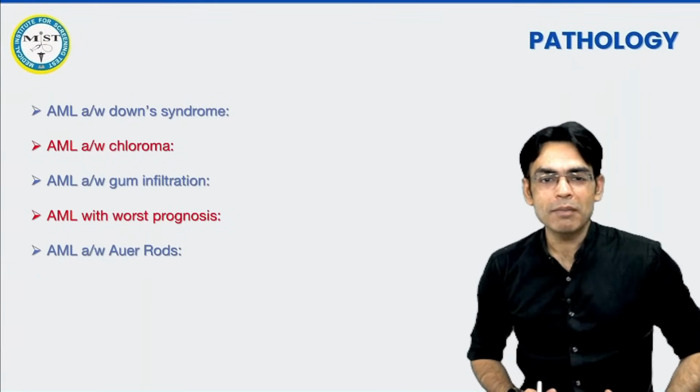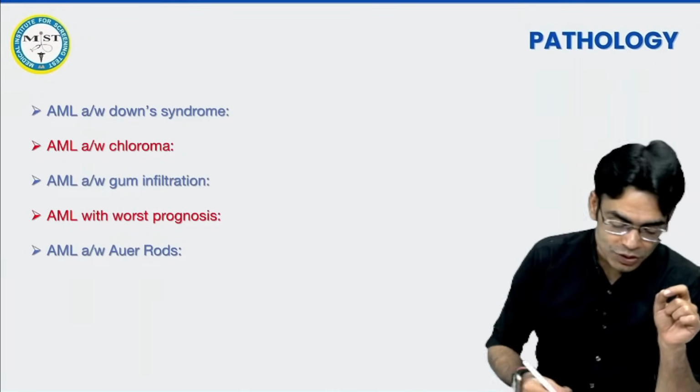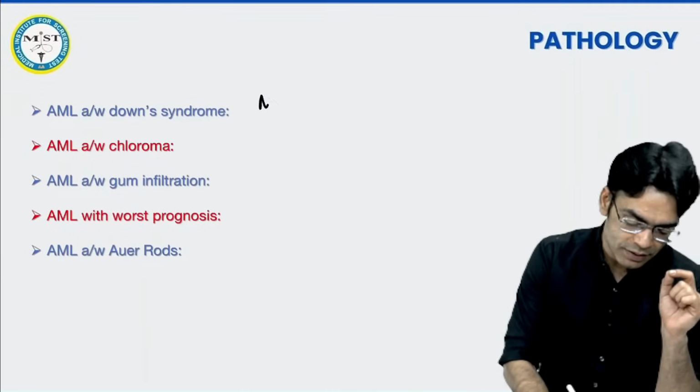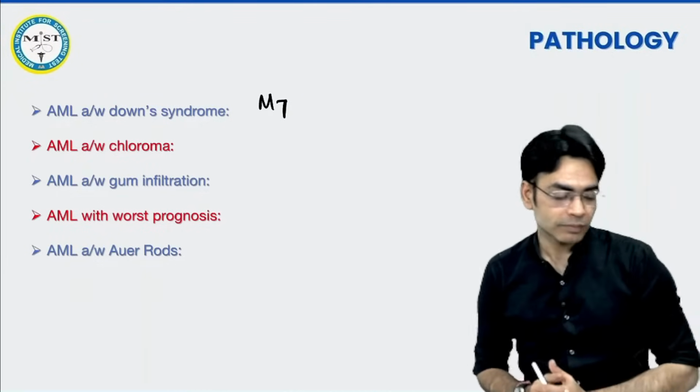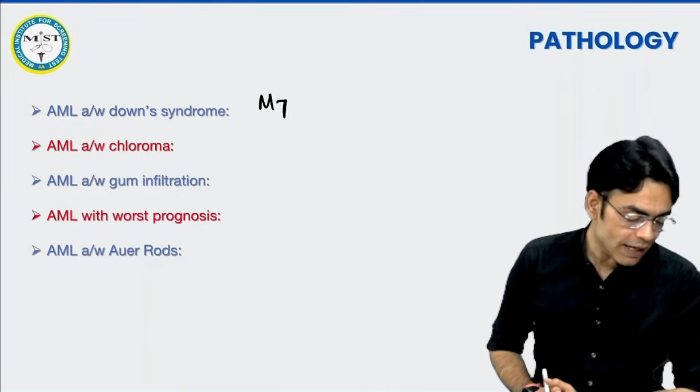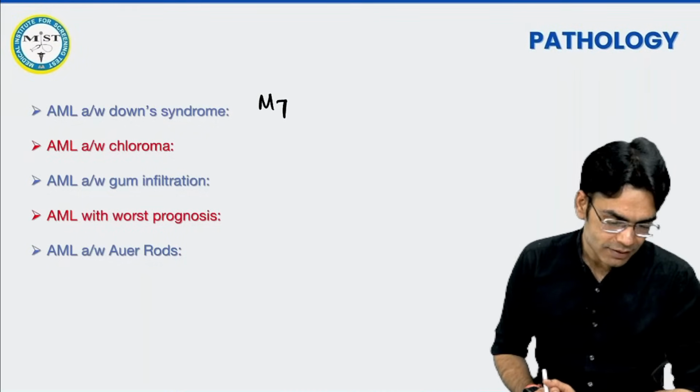Okay. AML associated with Down syndrome, I've already told you three times, is AML M7. AML associated with chloroma, tell me quickly. AML associated with chloroma, yes.